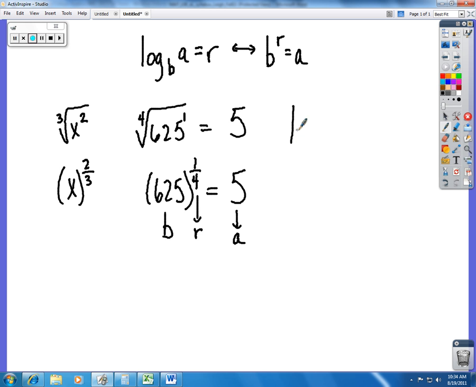So we're going to do log, the b as we identified is that 625, the a is this 5, and that equals r. Now if you had a calculator where you could put in different bases for a logarithm, if you did this calculation, you would find that that equals 1/4.